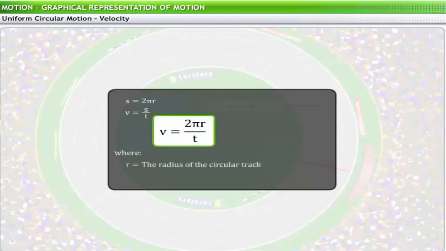The speed of an object is the ratio of displacement to time. Hence, the speed of an object in uniform circular motion is v is equal to 2 pi r divided by t, where r is the radius of the circular track and t is the time taken to circumnavigate the track once. Thus, you can use this formula to determine the speed of an object in uniform circular motion.